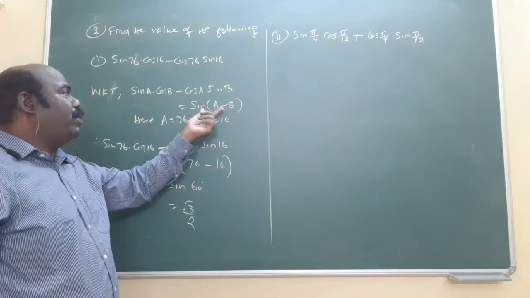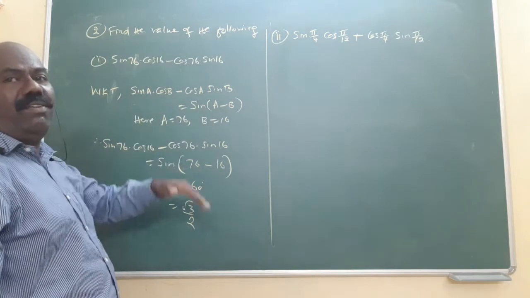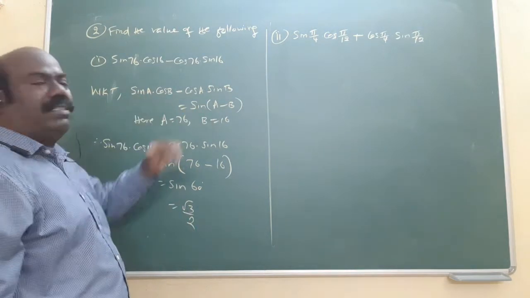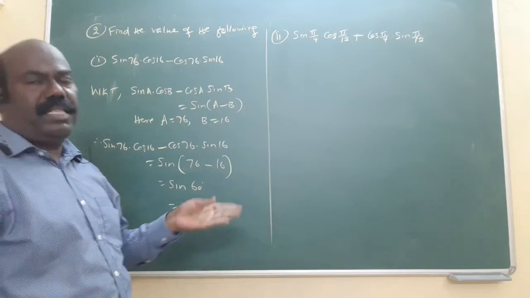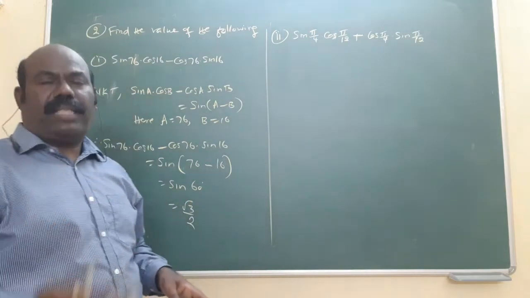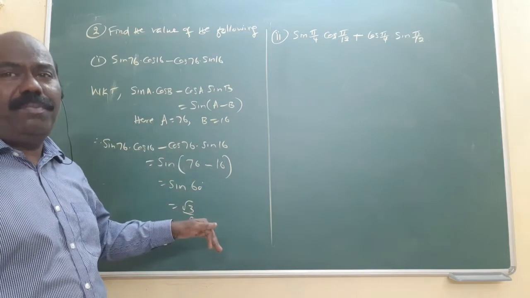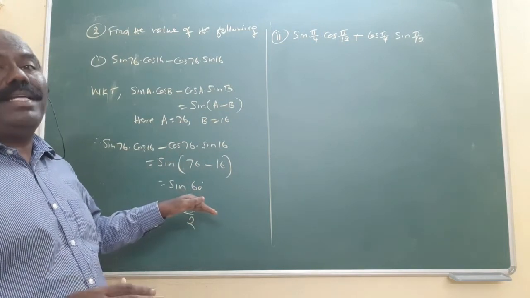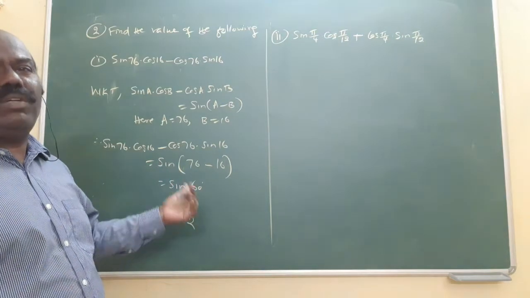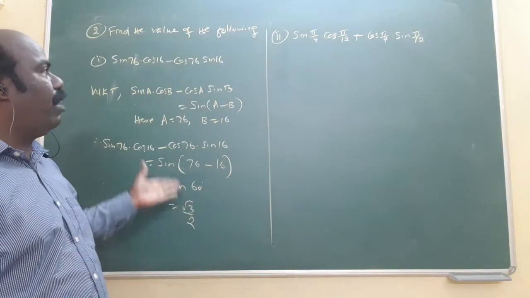Previously, we used this equal to this, but now conversely, this equal to this. Anyway, both are the same. Instead of sin(A plus B), it is sin(A minus B) equals sin A cos B minus cos A sin B. Here the question is of the form sin A cos B minus cos A sin B. The formula for this one is sin(A minus B). Substitute the A value and B value, and get the answer.